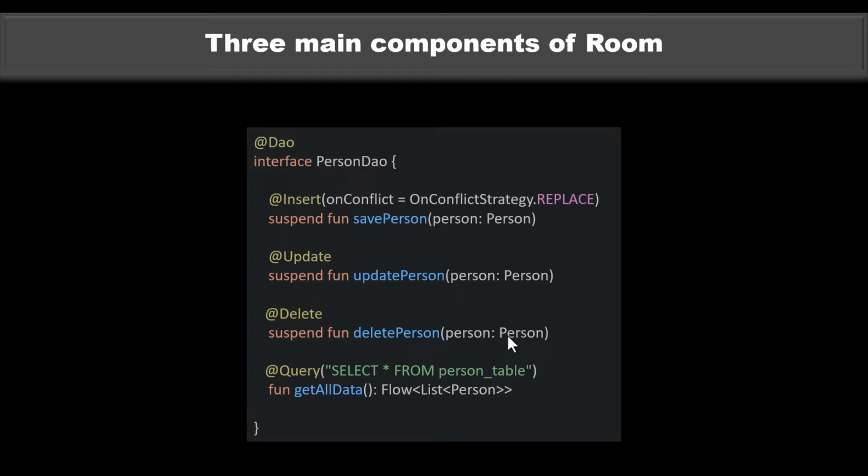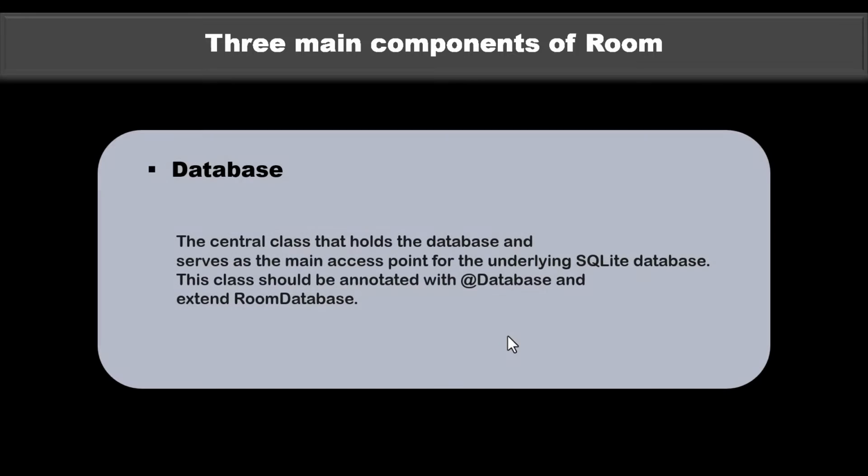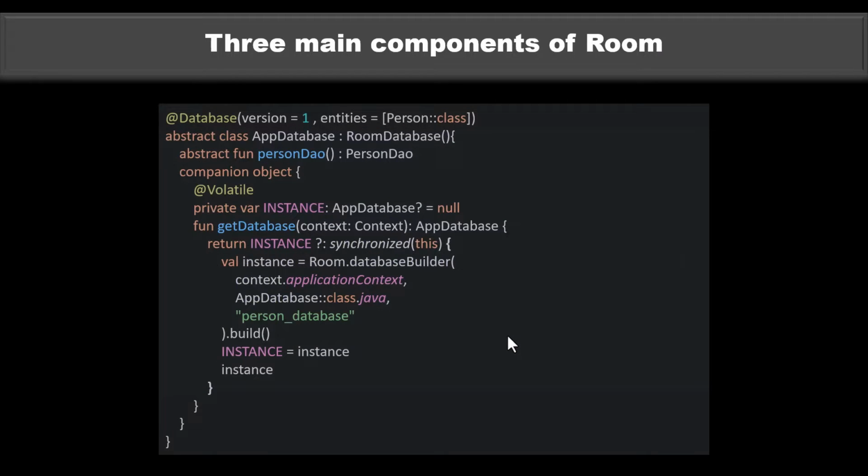Alright, so moving to the third component, which is the database. So the database class is the central class which holds the database, and it serves as the main access point for SQLite database. So this class should be annotated with @Database and should extend RoomDatabase. So the example of the database class is like this. It is an abstract class, it extends RoomDatabase.